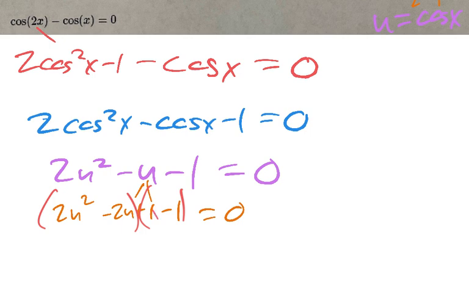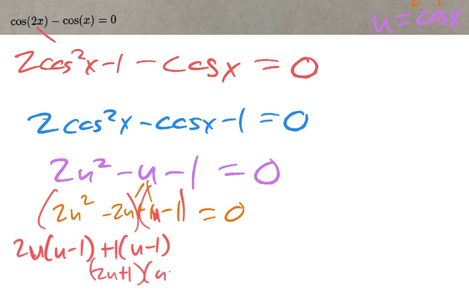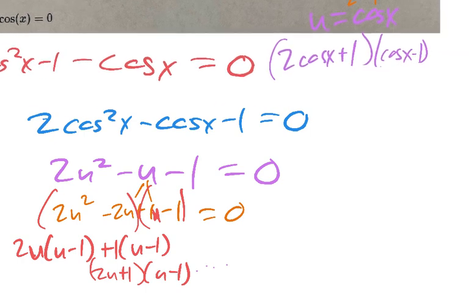Grouping, I forgot the u. This would be 2u is the GCF, leaving me with u minus 1. GCF here is plus 1, leaving me with u minus 1. Meaning this factors to be 2u plus 1 times u minus 1, which I'm just going to go beside it because I'm also out of space. Which means I've got 2 cosine x plus 1 times cosine x minus 1 equals 0.